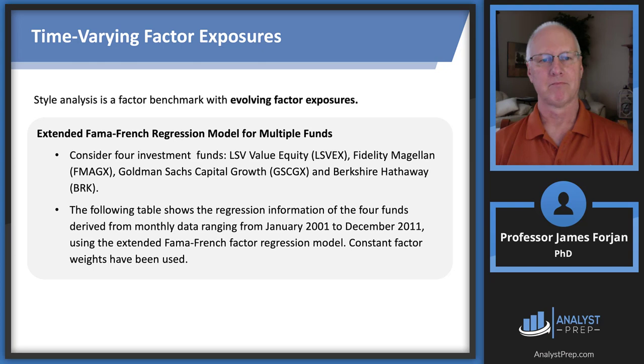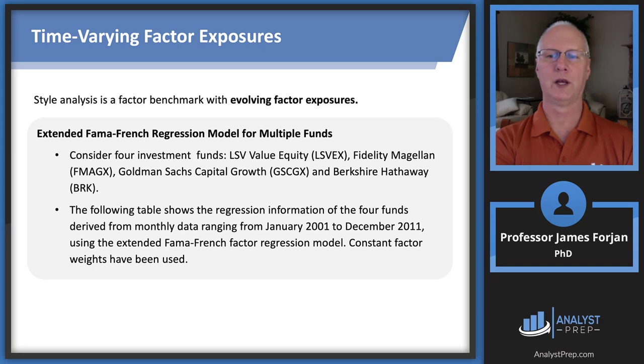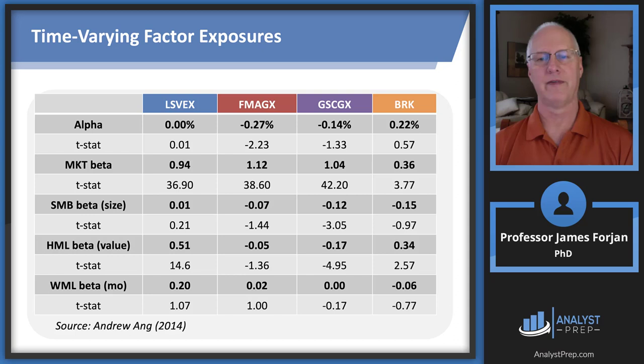All right, so extensions of this Fama French regression model for multiple funds. So think about four investment funds. There's Goldman Sachs, there's Fidelity, there's Berkshire Hathaway, and there's LSV. So what we're doing, I think we're doing this from a 10-year period, January of 2001 to December of 2011, using the extended Fama French factor regression model. And so here are the results. And these are taken right from the chapter that Ang published.